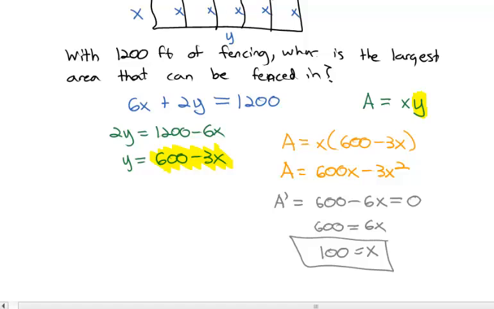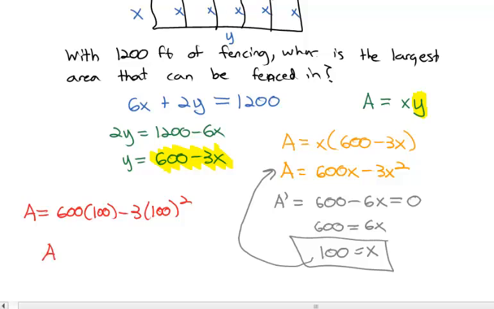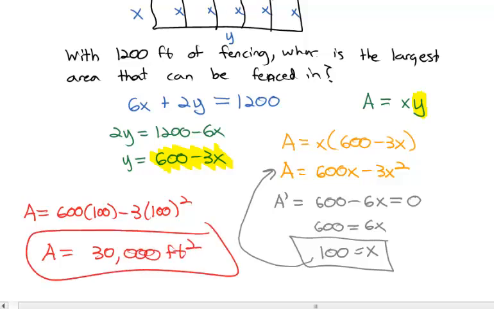We're interested, though, the question's asking what is the area. So we take that 100 and we plug it back into our area function. Area is equal to 600 times 100 minus 3 times 100 squared. When we do that on our calculator, we get an area of 30,000 square feet. That is the maximum area that can be enclosed with the fencing that we've been provided.